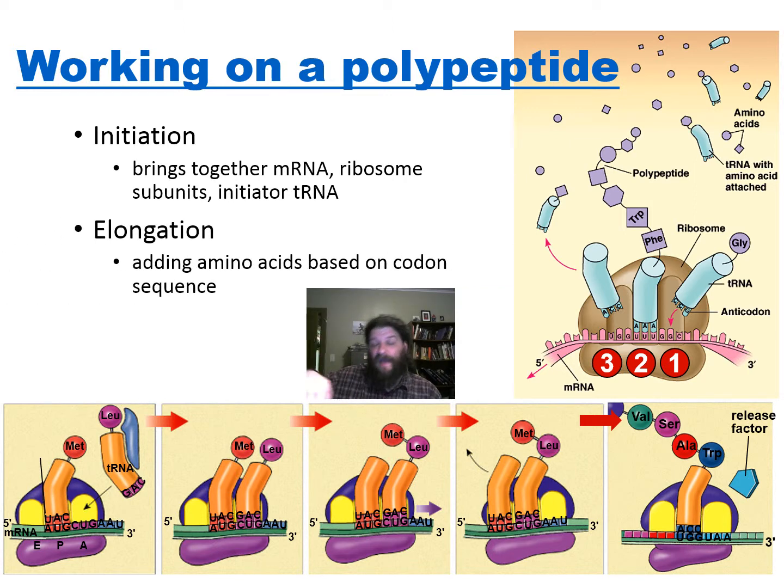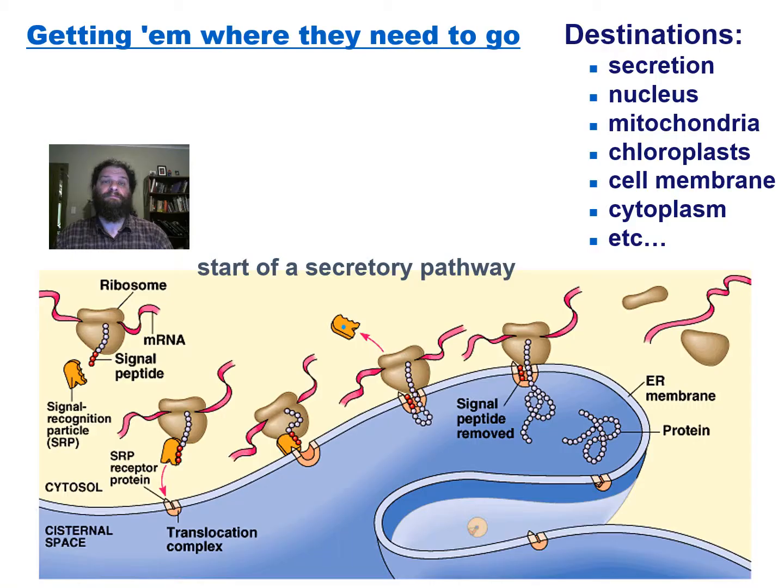This is going to add amino acids one after another, and this is going to continue making the polypeptide. So the polypeptide gets longer and longer until we get to a stop codon. At that point, a protein is put into that A spot, and that allows the transfer RNA to move into the next spot without being attached to an amino acid, and the whole thing breaks off and you have created a polypeptide.